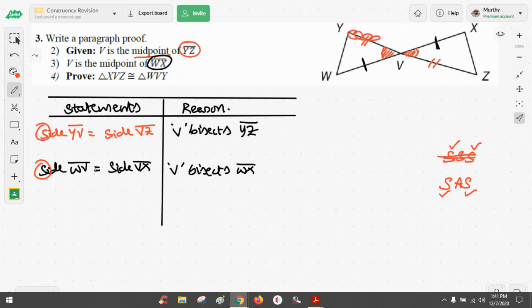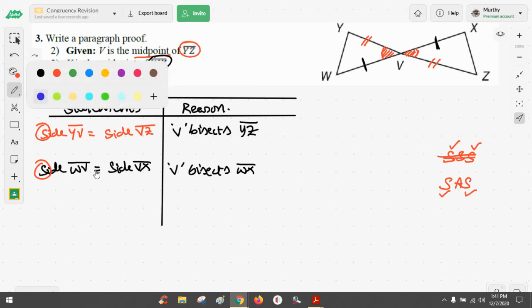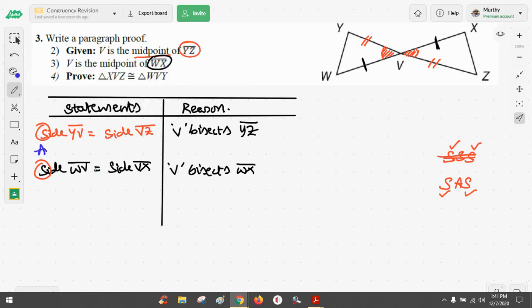Don't forget you have to use three letters while naming the angle. So here, angle YVW. I'm trying to write in between to make the SAS property. Angle YVW equals angle XVZ. Okay, how do you know? Means they are vertically opposite angles. Vertically opposite angles.